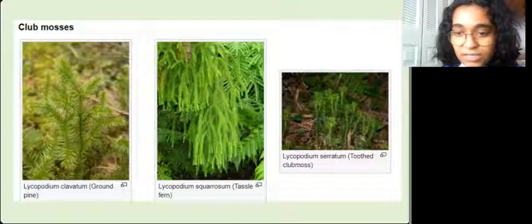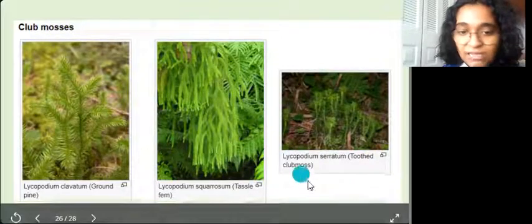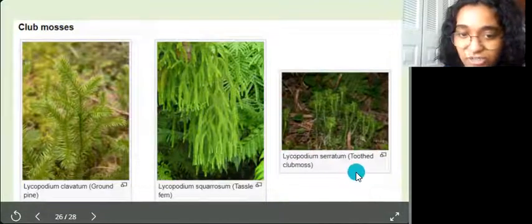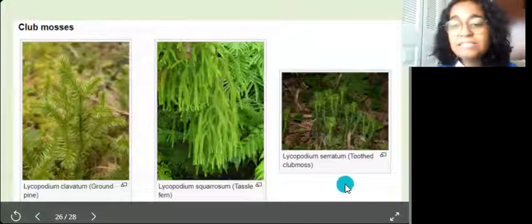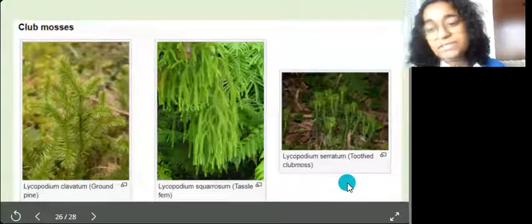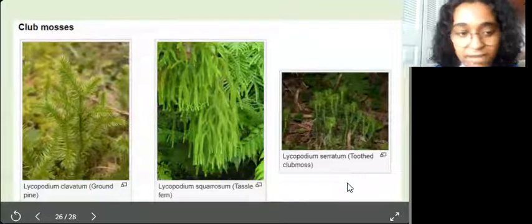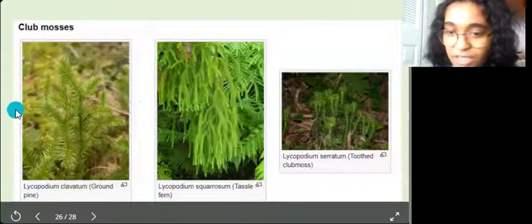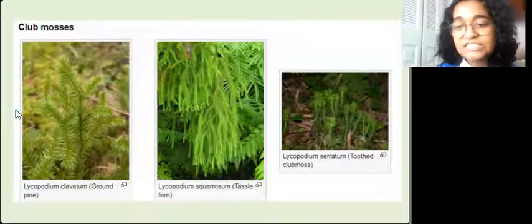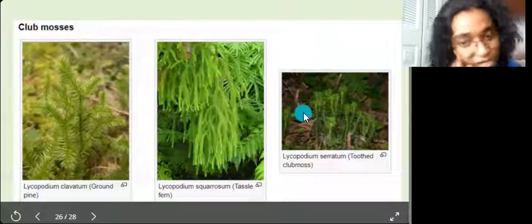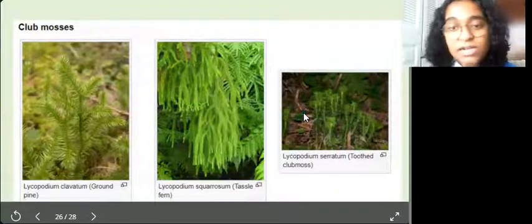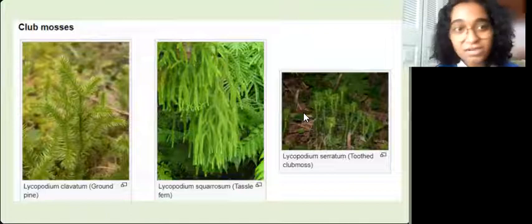The last one, Lycopodium serratum, or I'm just going to say toothed club mosses. This plant is similar in appearance to L. clavatum, this one. It prefers sandy to loamy soils. These club mosses are not ferns, neither are they flowering plants.